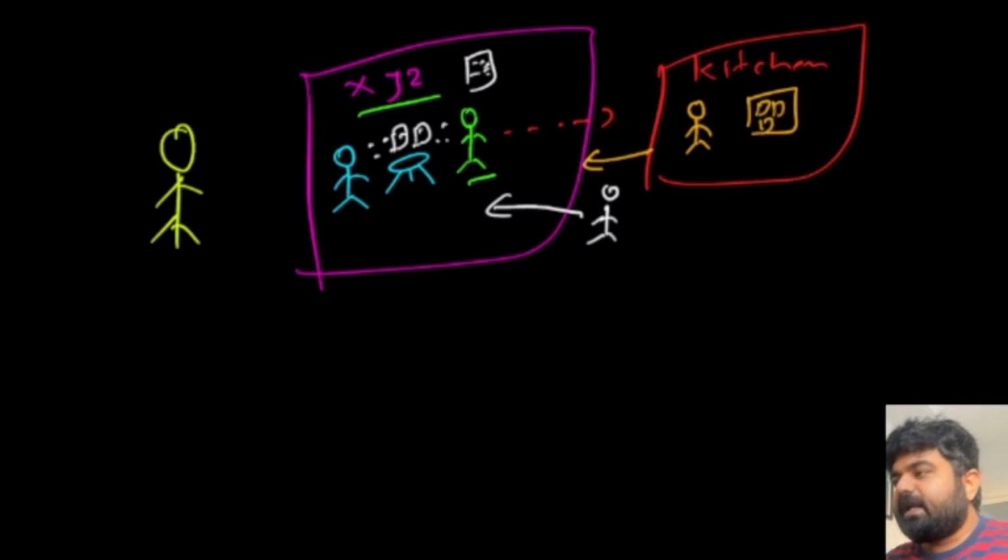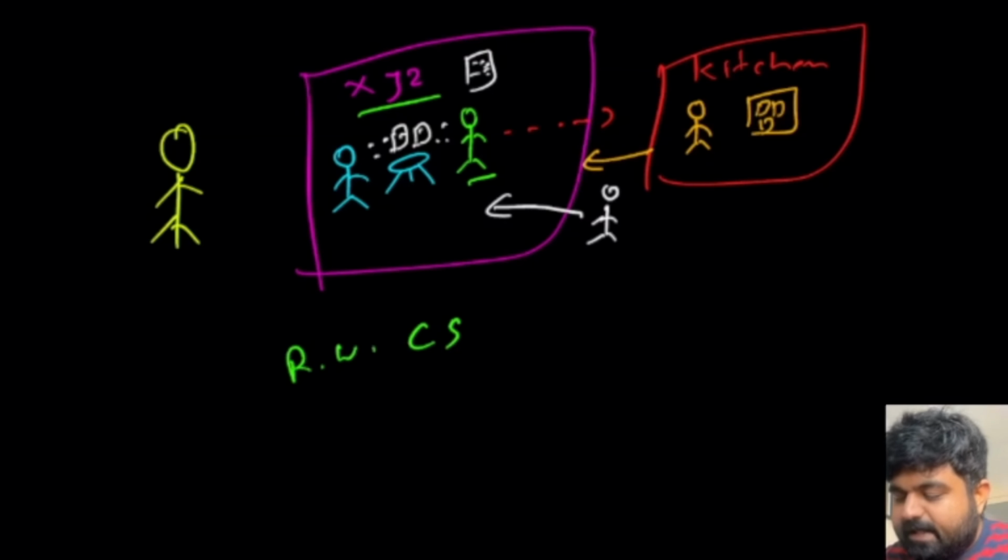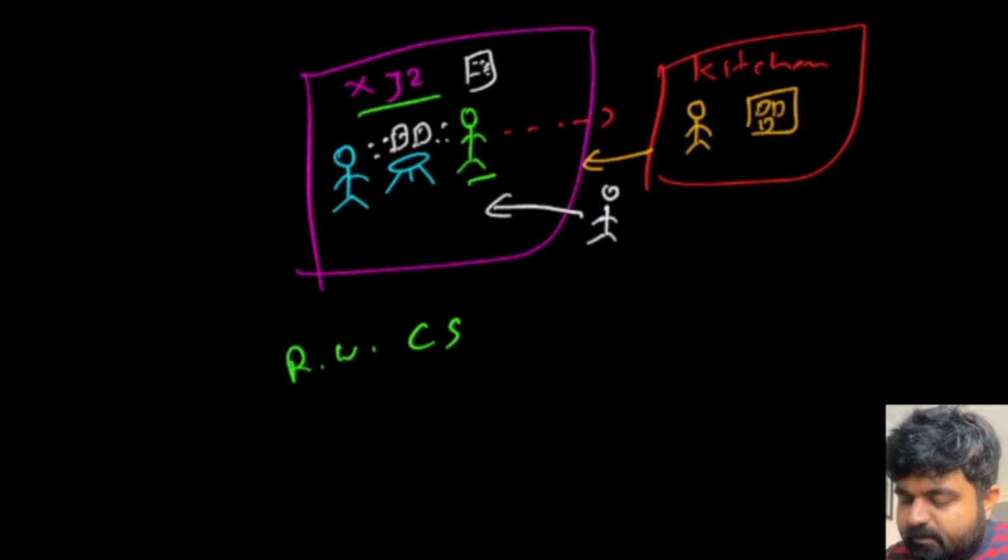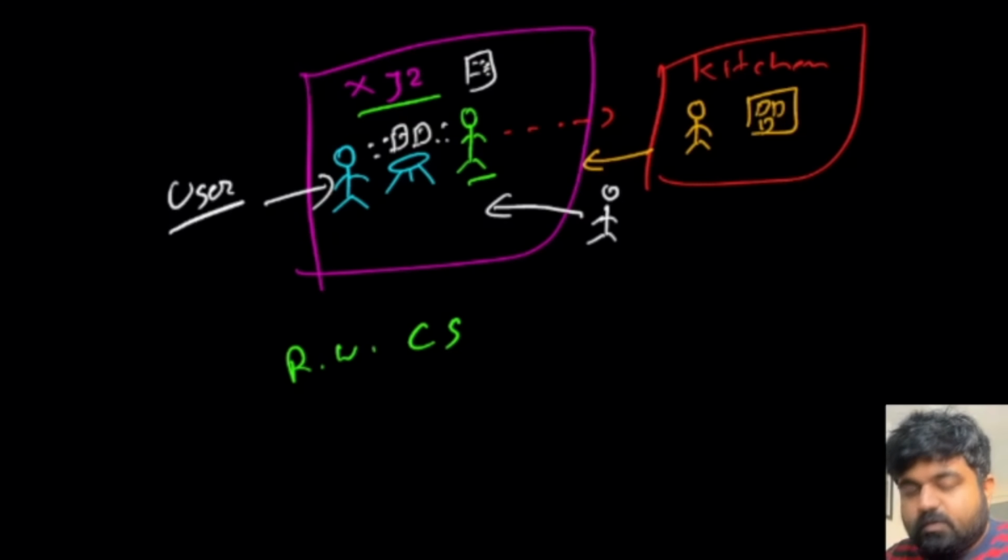Now, why am I telling you this? You can think of this scenario as a real world computer system or any particular software application. Now let's break down the characters. So number one character is you. You are actually a user in this case who wants to use the services that the restaurant has to provide.